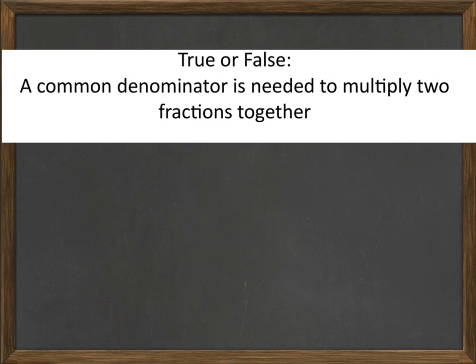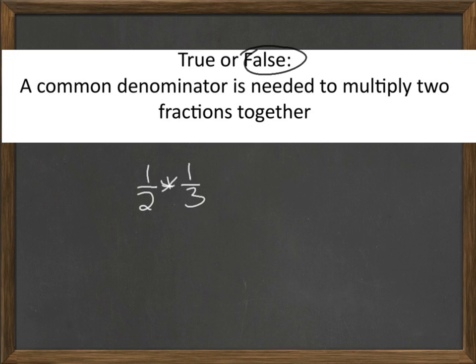So the first question is this: true or false? A common denominator is needed to multiply two fractions together. So, a really simple example, let's say I had 1/2 times 1/3. Do I need to make 1/2 and 1/3 have the same denominator before I multiply them? Okay, well the answer is false. In fact, if I did that, I would not get the correct answer.